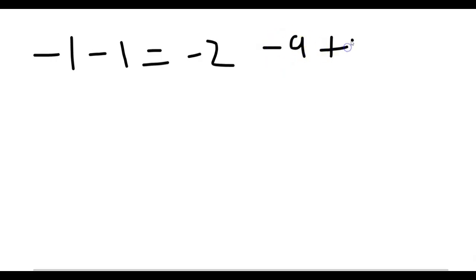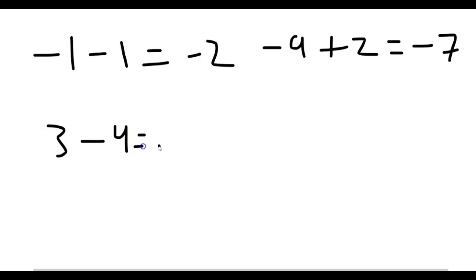So, let's do -1 minus -1, or just -1 minus 1. This would be -2. Or we could do -9 plus 2, and it would be -7. We could also do 3 minus 4, which is just -1.